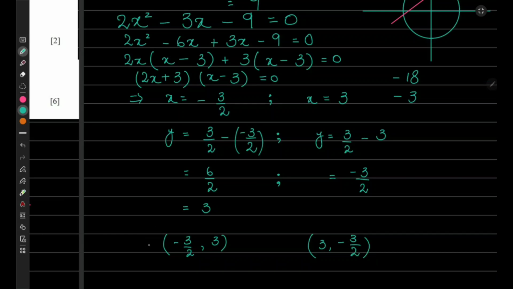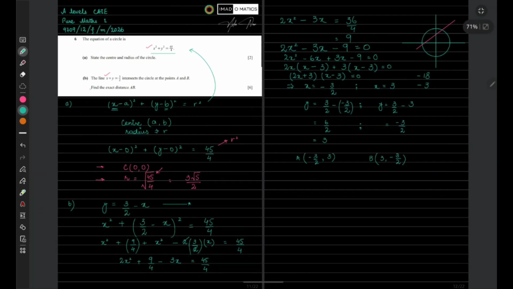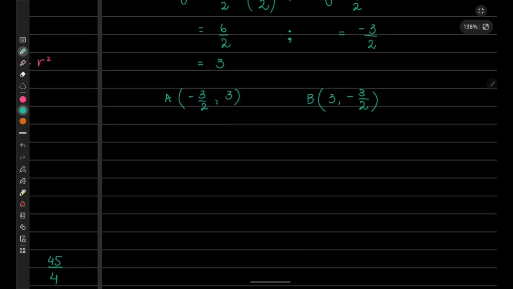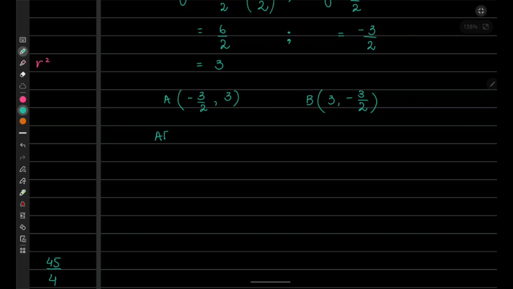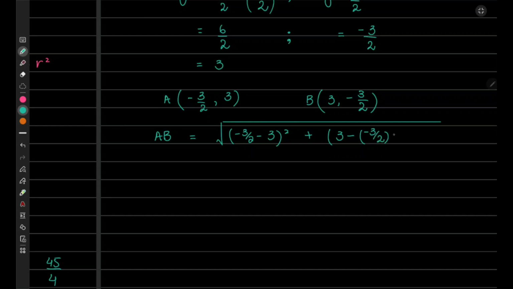We can take any of them to be A or B. Now what we need to find is the exact distance AB. So let's calculate distance AB using the distance formula: the square root of (y2 minus y1) squared plus (x2 minus x1) squared. So that is minus 3 by 2 minus 3, squared, plus 3 minus 3 by 2, squared.